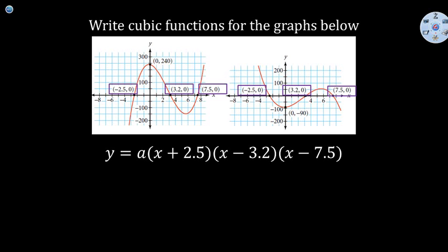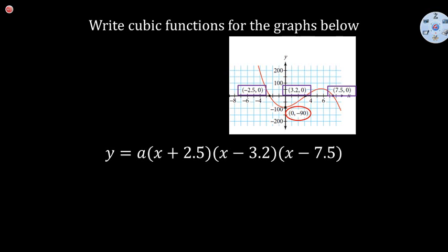When I found that equation, I used this point on the curve, on the cubic. So now what we're going to do to find the equation for the graph on the right is to use its 4th point. What I'd like you to do is pause the video and plug this point into the factored form that you see on the screen, y equals a times x plus 2.5, etc., and solve for a, and give me the equation of this polynomial. I gave you the one on the left, now you give me the one on the right.